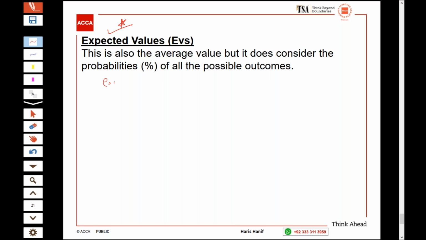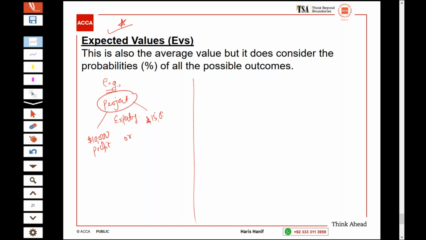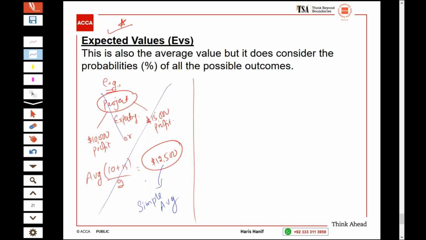For example, I am writing an example that there is a project, and I am expecting $10,000 profit or $15,000 profit. All right. So one would be calculating the average that way: 10,000 plus 15,000 upon 2, that is $12,500. You know what this figure is? This is the simple average. We are not going to use this here.